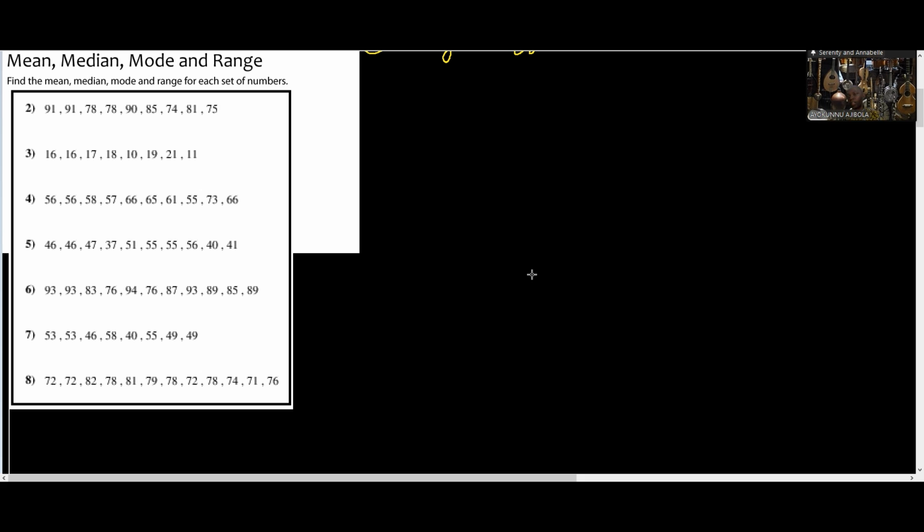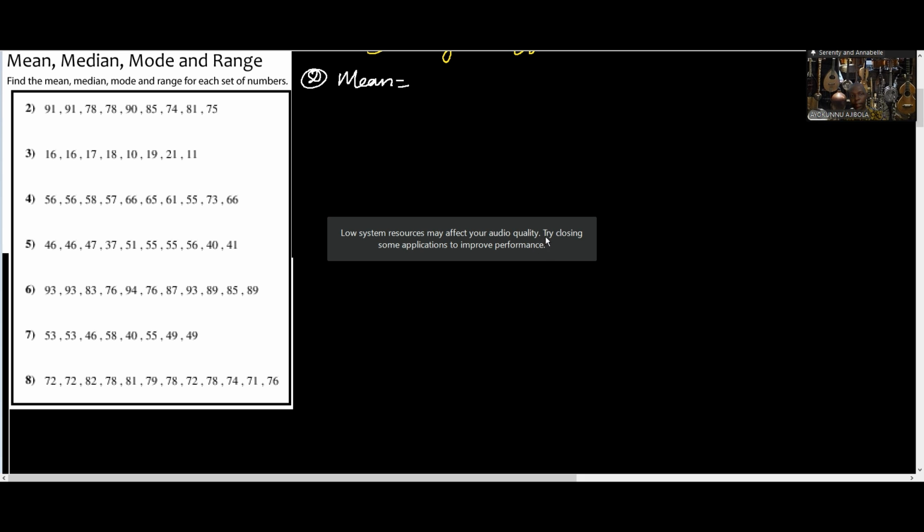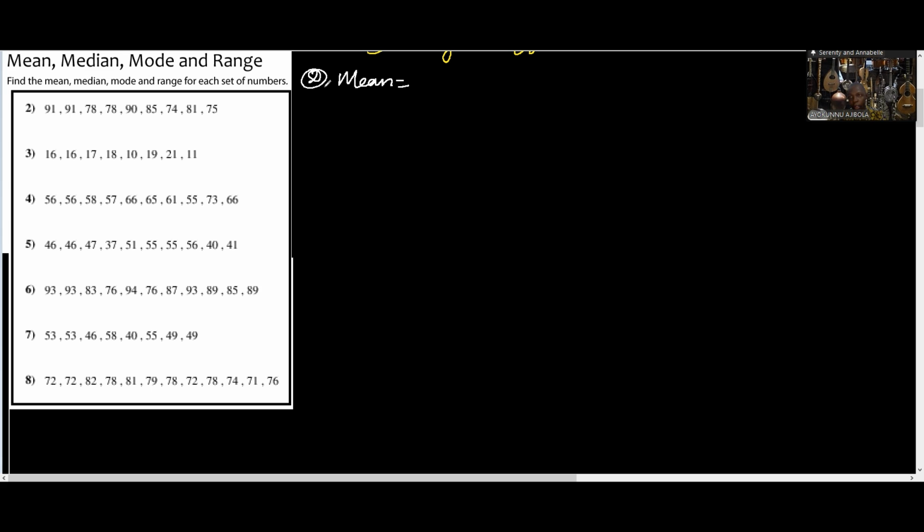So I'm still going to use that method one again. At the end, I'm going to send you all of these notes, okay? So for method one again, we have the mean. I said the mean means that you should add up all of the entries, then divide by the total population of the entries. So this is going to be 91 plus 91 plus 78.